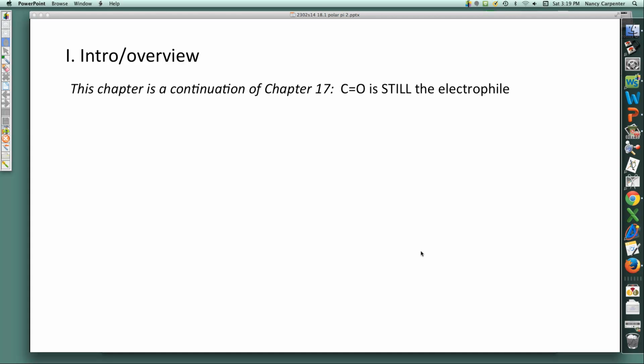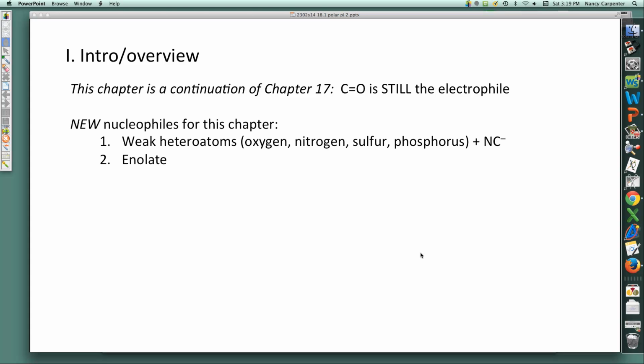It's a continuation of chapter 17 in that CO is still the hard electrophile, but we have some new nucleophiles. Now we're looking at heteroatoms: oxygen, nitrogen, sulfur, phosphorus, and a couple of carbon nucleophiles. The cyanide anion is a weak nucleophile, as is the enolate. So the nucleophiles are a lot different this chapter in that they're the soft, weaker nucleophiles that will react with the CO double bond.